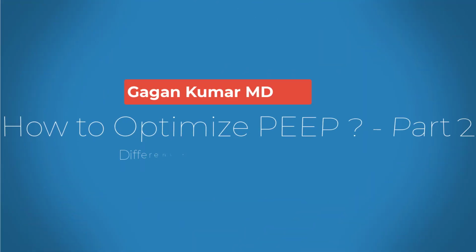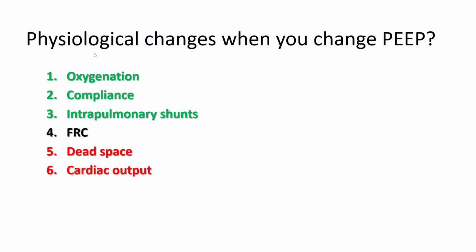Hello everyone. Today we'll be talking about part 2 of our lecture series about PEEP, how to optimize the PEEP. In this lecture, we'll look at the different methods for selecting PEEP. We already looked in the previous video at the physiological changes that occur when you change PEEP. Just to recapitulate, these would be changes in oxygenation, compliance, shunts and dead space, functional residual capacity, and cardiac output.